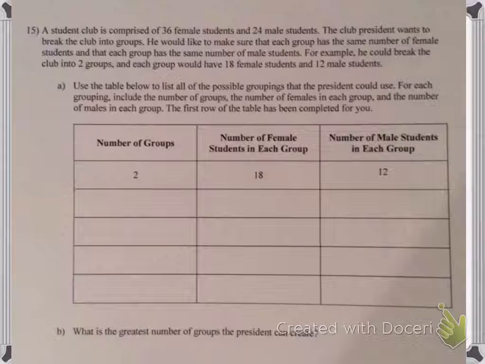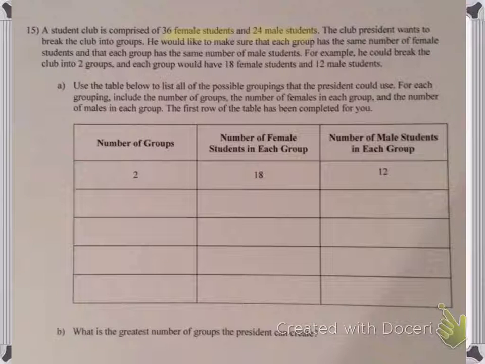A student club is comprised of 36 female students and 24 male students. The club president wants to break the club into groups. He would like to make sure that each group has the same number of female students and that each group has the same number of male students.